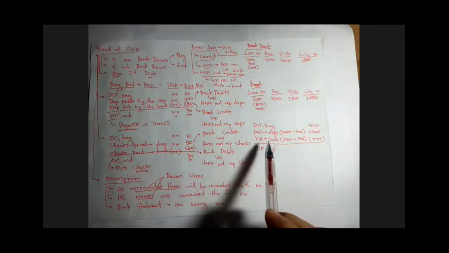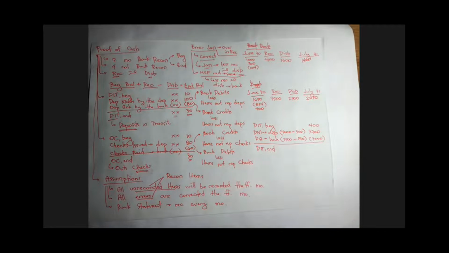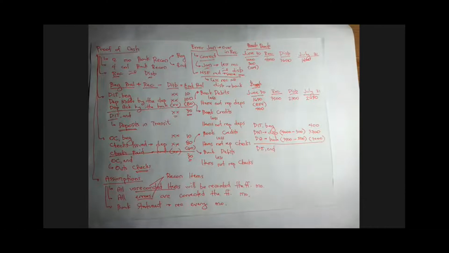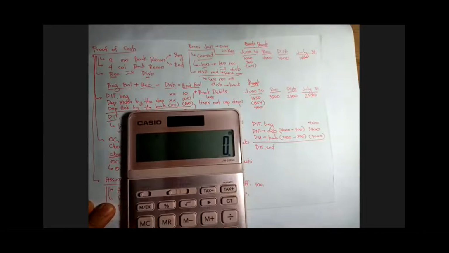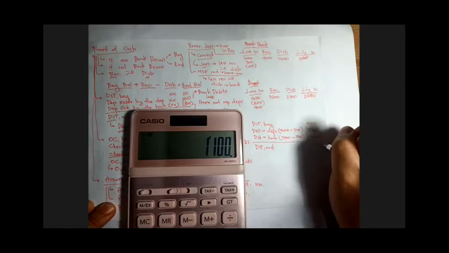Plus the deposits made by the depositor of 4 million minus 300, which is 3.7. Then deposits acknowledged, which is 3.5 minus 500, or that's 3 million. So DIT now at the end of the year is equal to 400 plus 3.7 minus 3 million, or that is equal to 1.1 million.